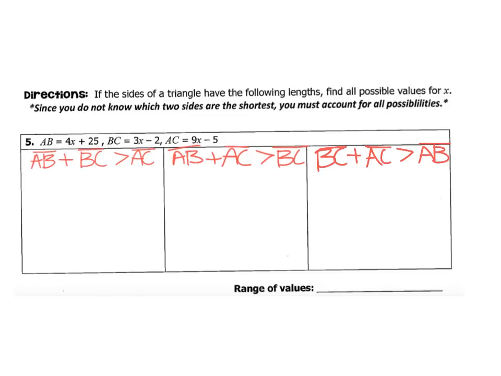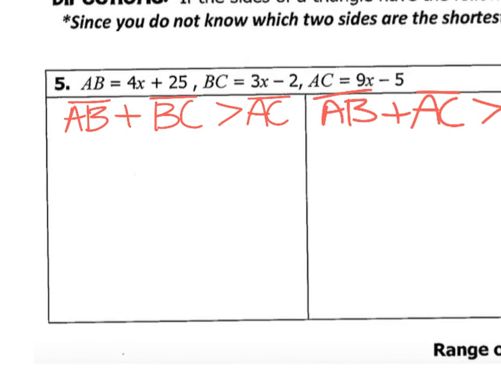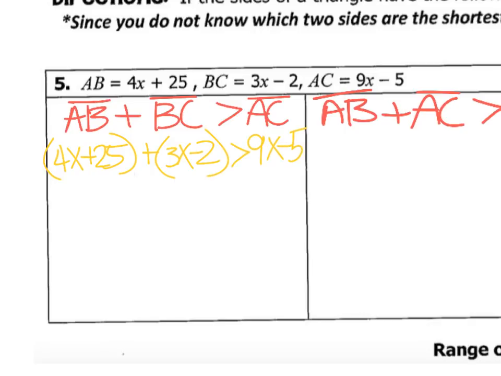All right, now we want to take each of these and substitute in the values we know. So AB, we know, is 4x plus 25, plus BC, which we know is 3x minus 2. Is that greater than AC, which is 9x minus 5? Now we're solving the inequality for x. Combine like terms: 4x plus 3x gives us 7x, and positive 25 minus 2 gives us plus 23. Is that greater than 9x minus 5?